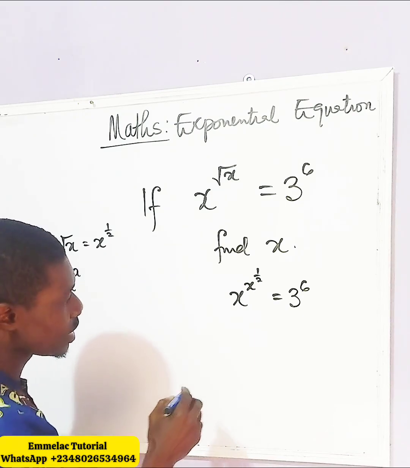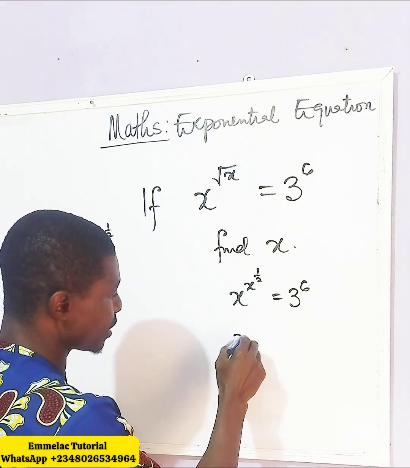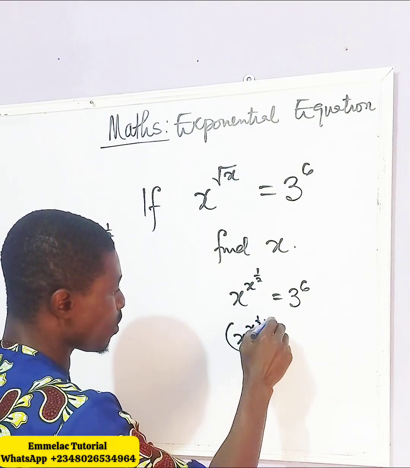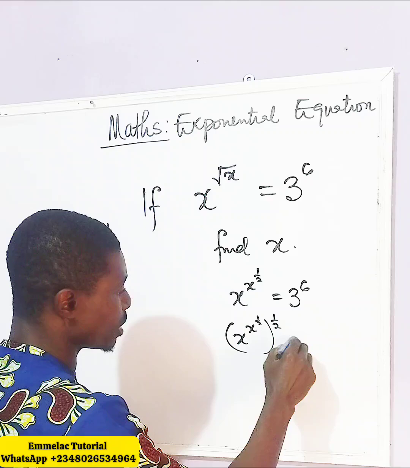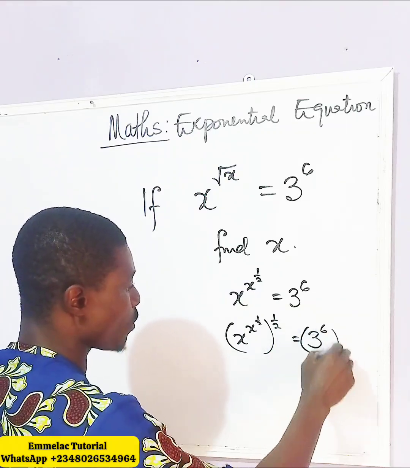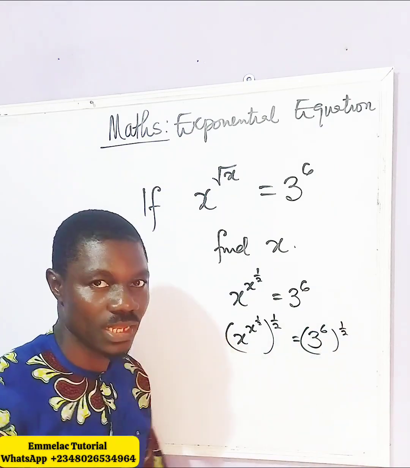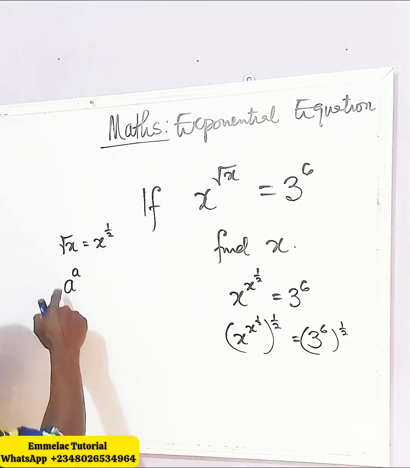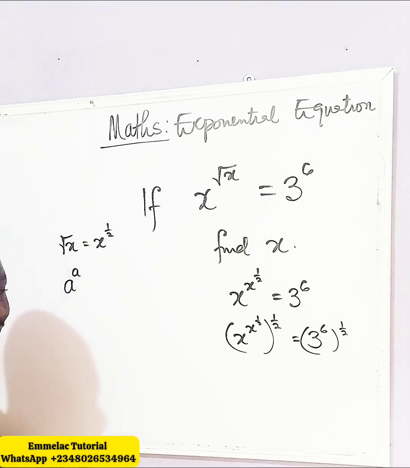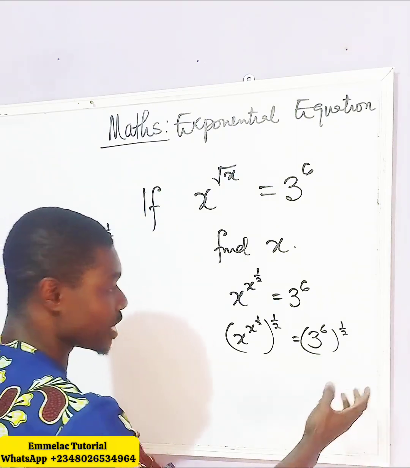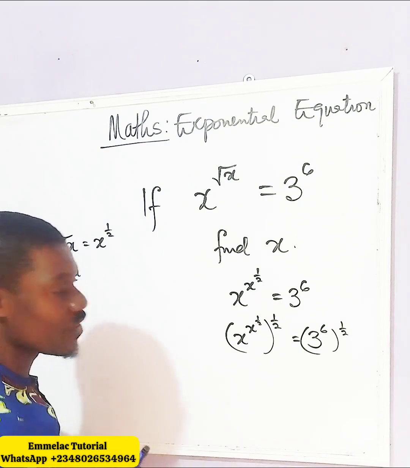So here, x raised to the power of x raised to the power of 1 over 2, all raised to the power of 1 over 2, equals 3 raised to the power of 6, all raised to the power of 1 over 2. Now why am I doing this? I will be able to achieve an exponent in the form where the base and the exponent are the same. Then I can work on the right hand side to conform with the left hand side.